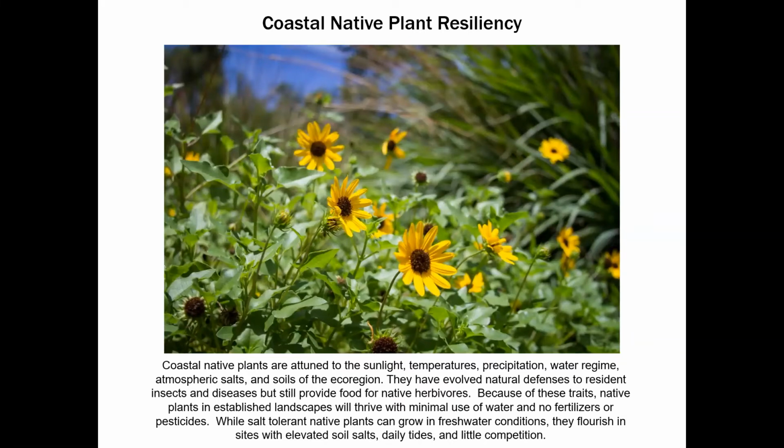But interestingly enough, they can still provide food for herbivores like caterpillars and other herbivores that we want to encourage into our landscapes. And with these traits, once you've put them in the right site conditions of a landscape and have watered them and established them, you'll find that they will thrive with minimal water use and no fertilizers or pesticides. And interestingly enough, many of these salt-tolerant plants can grow in freshwater conditions as well. They can flourish in sites with those types of conditions, but they do best in sites with the elevated soil salts and the tides.